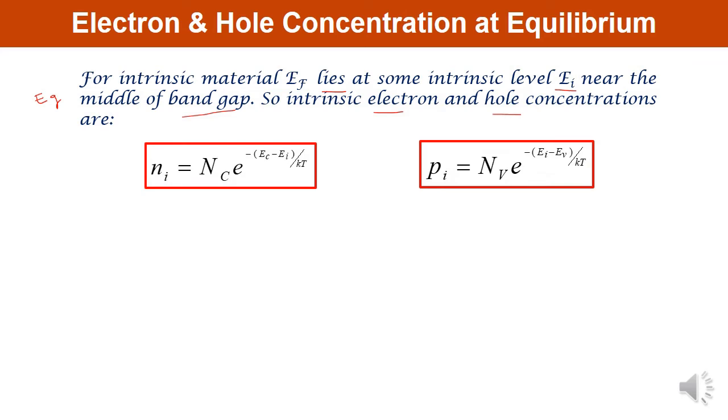Ni is the intrinsic electron concentration and Pi is the intrinsic hole concentration. So Ni is what? Nc times e raised to the power minus (Ec minus Ei) upon kT, because here that level, intrinsic level, is being denoted as Ei. But here you can see that the term will be (Ei minus Ev) upon kT.